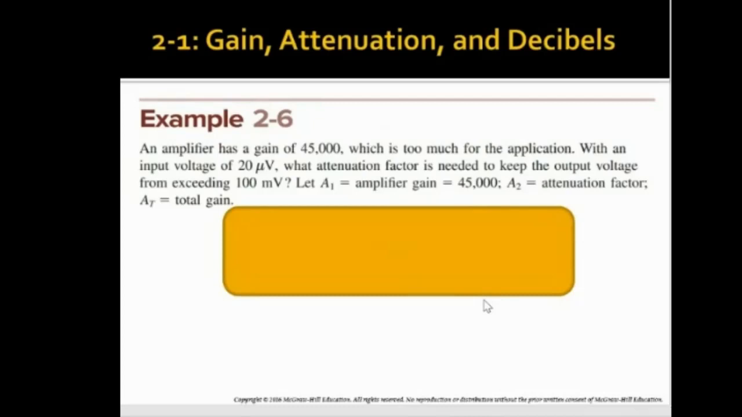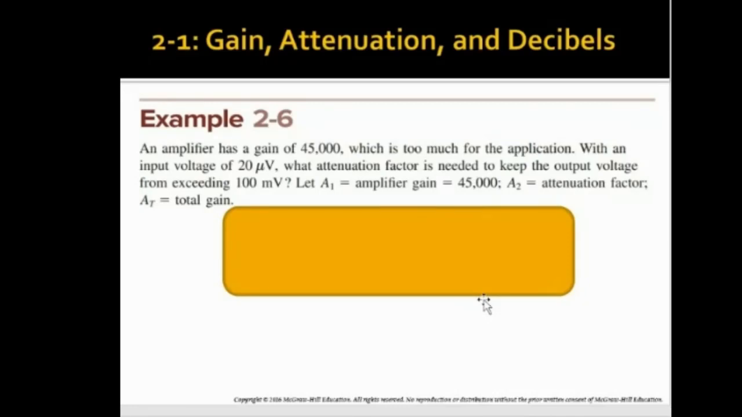An amplifier has a gain of 45,000, which is too much for the amplification. With an input voltage of 20 microvolts, what attenuation factor is needed to keep the output voltage from exceeding 100 millivolts? So we don't want our output to go more than 100 millivolts.